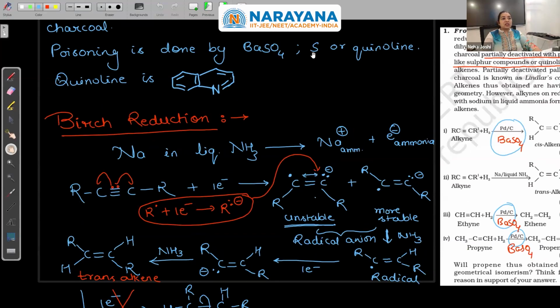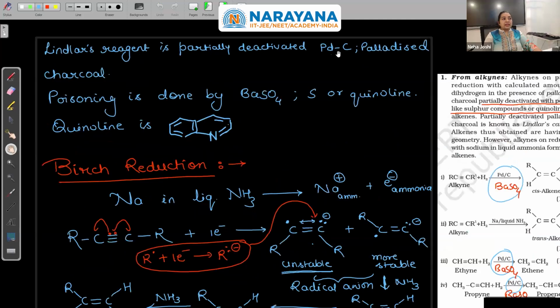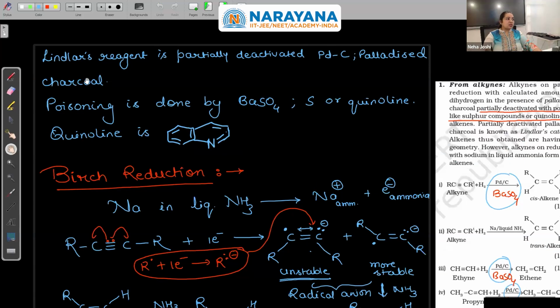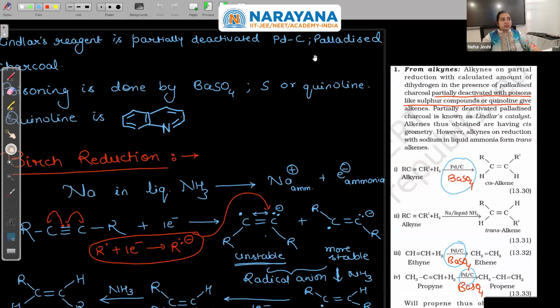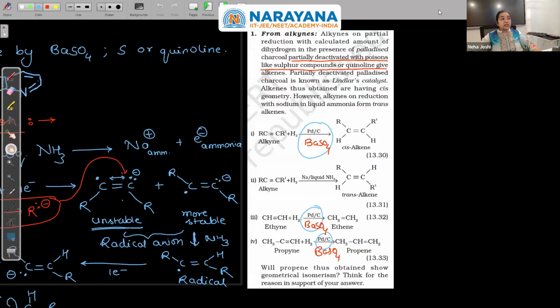Lindlar's reagent is partially deactivated palladium carbon, palladized charcoal. Poisoning is done by barium sulfate, sulfur, or quinoline. Quinoline structure is this. And this is how it is written in NCERT. I want you to read this parallelly because of what language they have used.